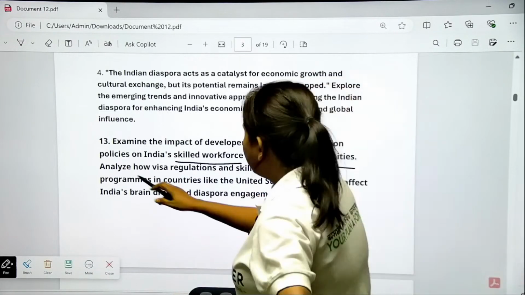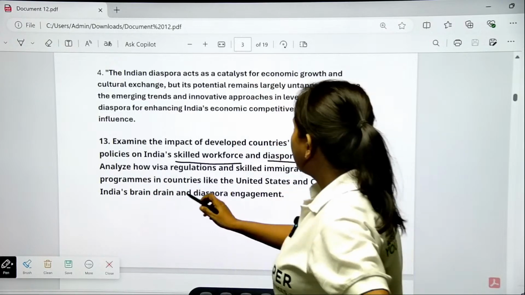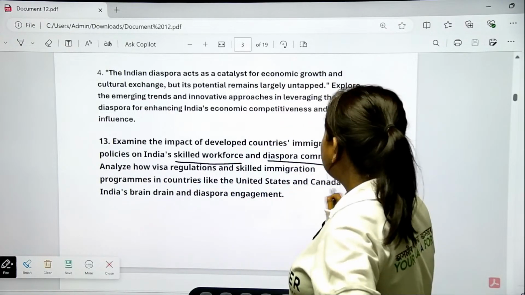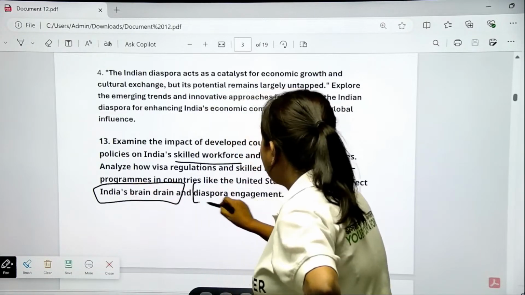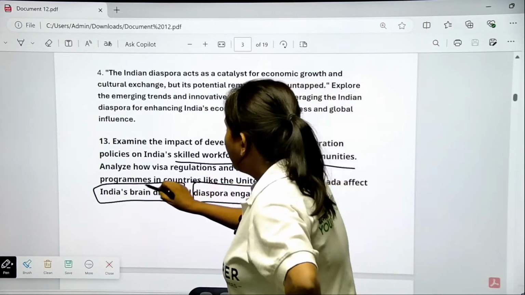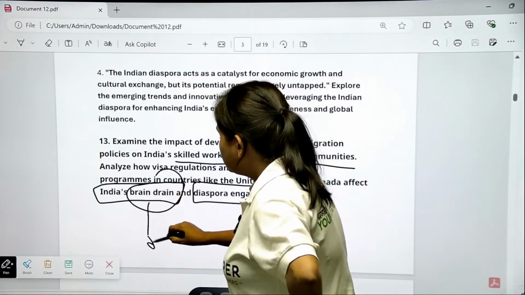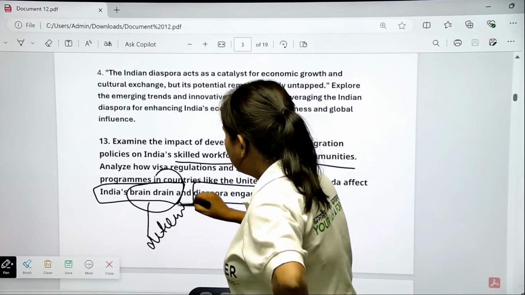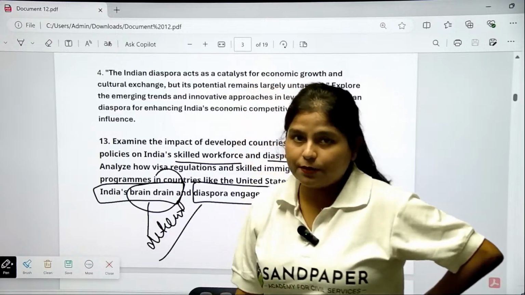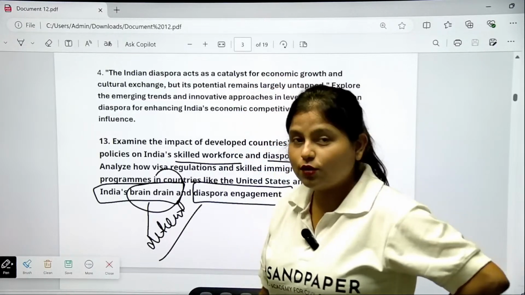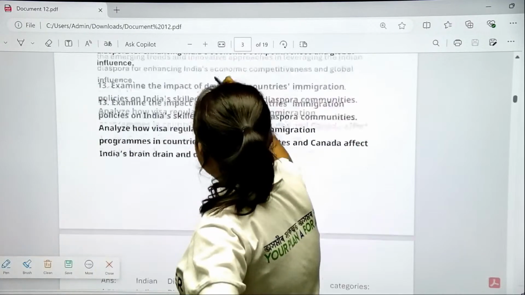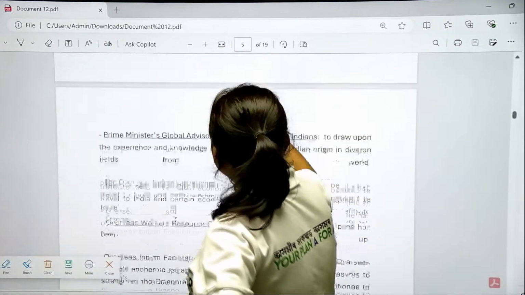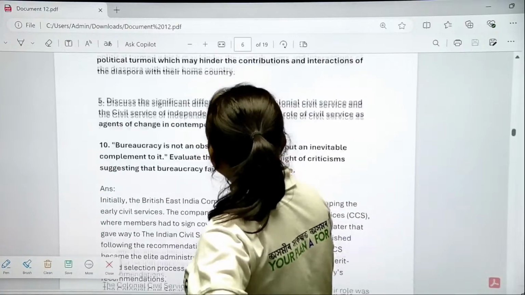So analyze how visa regulations and skill programs in countries like the USA and Canada affect India's brain drain and diaspora engagement. Brain drain, we said, is a deterrent, but individual aspiration also has an effect, which we have to mention to have a balanced answer.